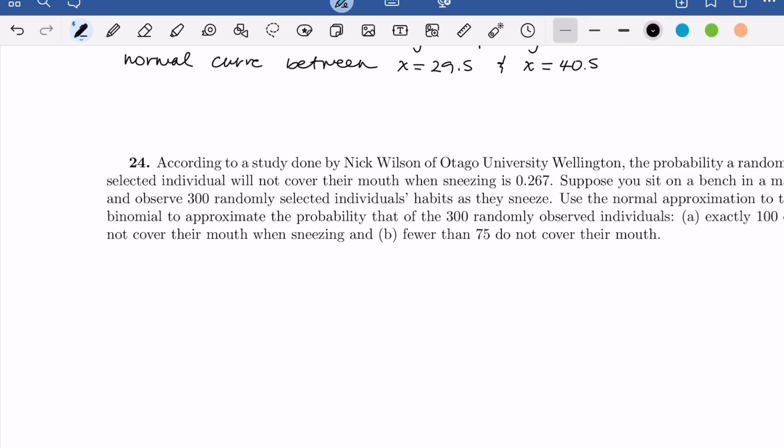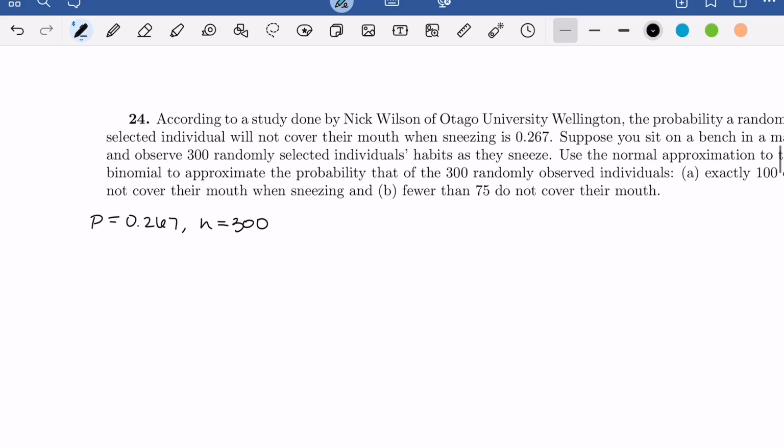We know in this case that the probability that a randomly selected individual will not cover their mouth when sneezing is given by p here, and that's going to be 0.267. We also know that our sample size is going to be 300. We're observing 300 randomly selected individuals. Now, we also know that this value here, n times p times 1 minus p, needs to be greater than or equal to 10.